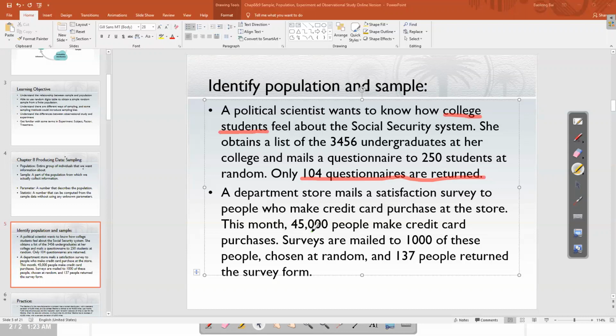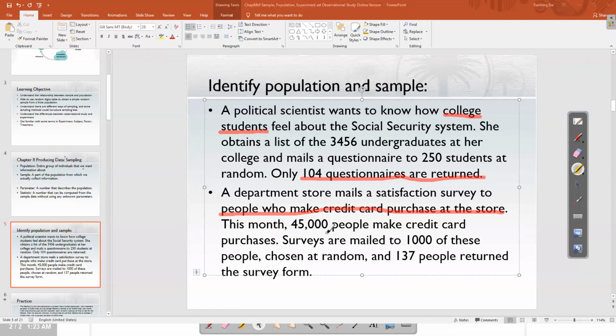The next one, a department store mails a satisfaction survey to people who make credit card purchases in the store. So again, from this sentence, it tells us the research interest already. The people who make credit card purchases at the store, that's what they're interested in. So that is the population of the study, right?